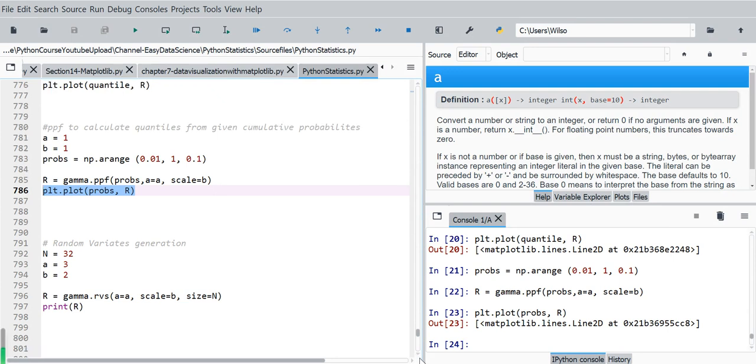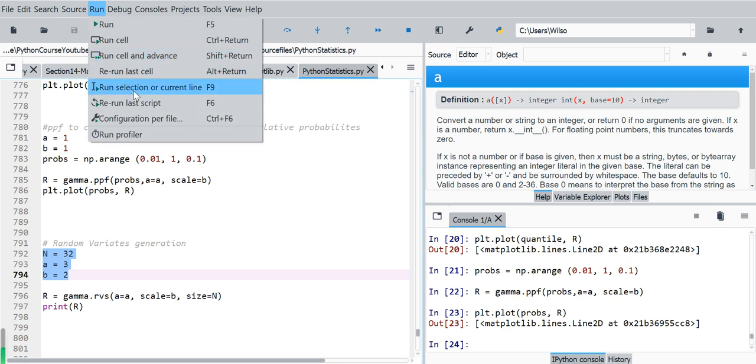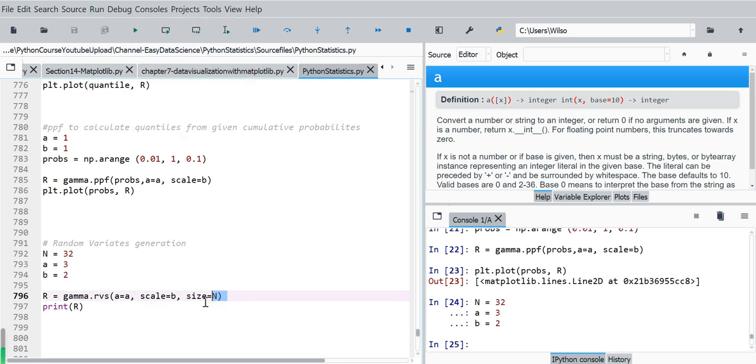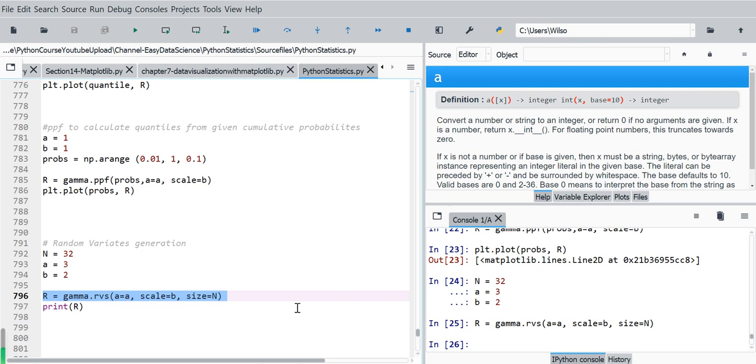And the last function, gamma.rvs, is used to generate random variables. So we create n equals 32, a equals 3, b equals 2 here. So we can generate gamma random variables from this gamma distribution with shape equals a, scale equals b, and we want to generate, for example, 32 such random numbers from the gamma distribution. We show these numbers.